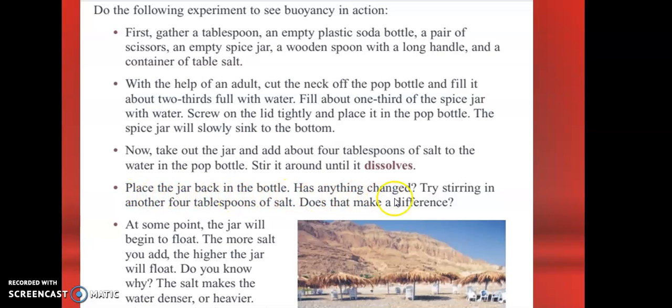Has anything changed? Try stirring in another 4 tablespoons of salt. Does that make a difference? At some point, the jar will begin to float. The more salt you add, the higher the jar will float. Do you know why? The salt makes the water denser or heavier.